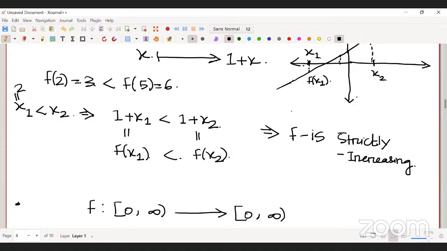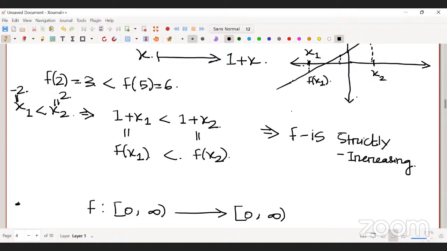No, that is not correct. If you are taking x, you can take x1 to be -2 and x2 to be 2, but not vice versa. Some condition is given, right? x1 is less than x2. That is given.